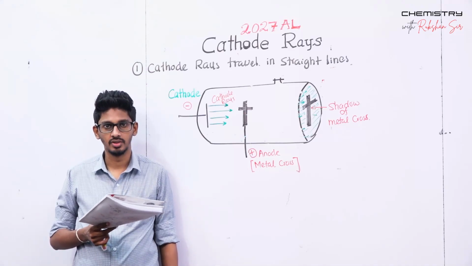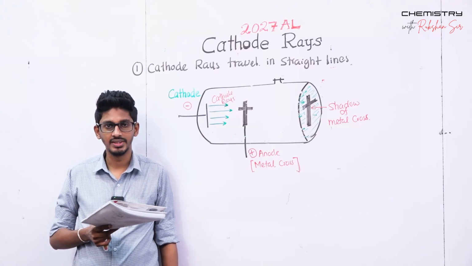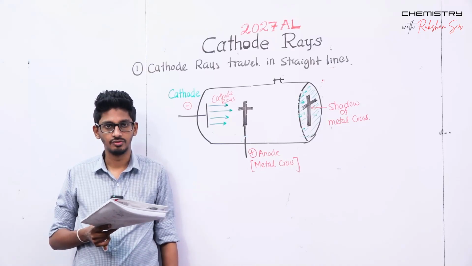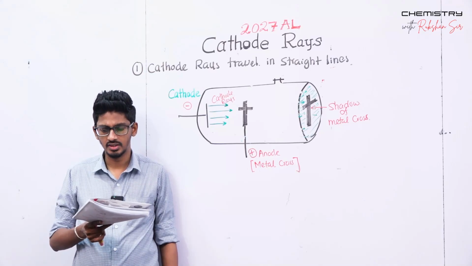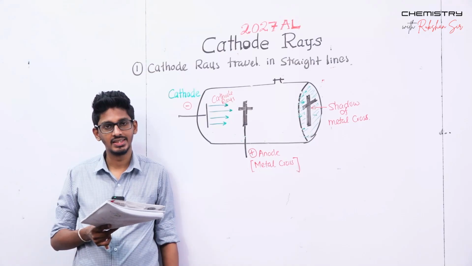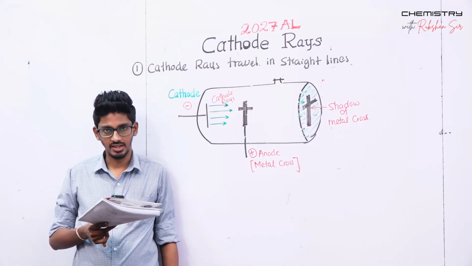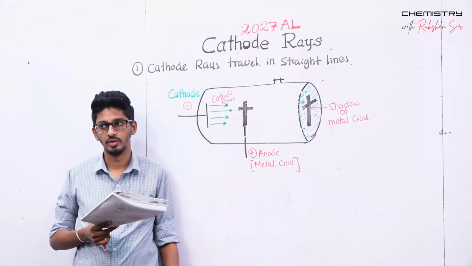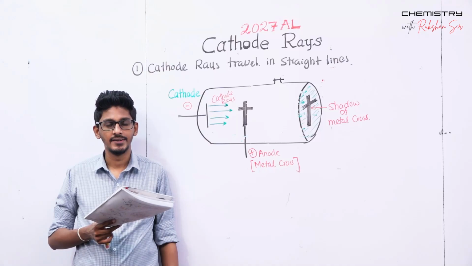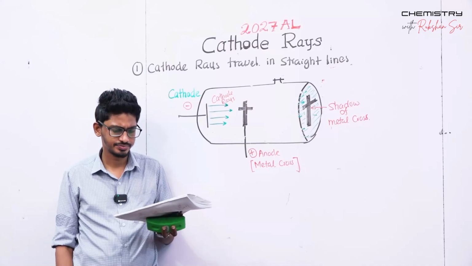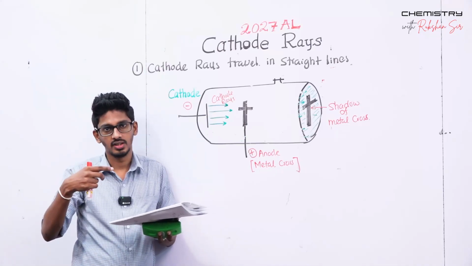Come to the normal color. Is formed at the end opposite to the cathode. A shadow with sharp edges of the metal cross is formed at the end opposite to the cathode. That was the observation. Then let's write the conclusion, as the next para.